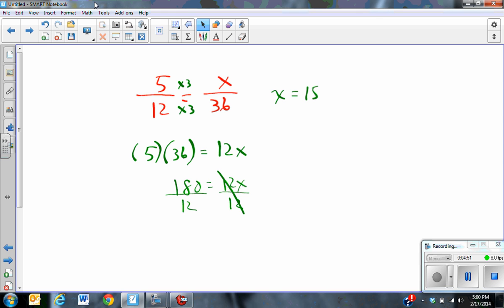Okay. So it took me a little bit longer. We always want to try to figure out the fastest way to solve a problem. So your best strategy, compare your denominators first before you jump to a cross product.